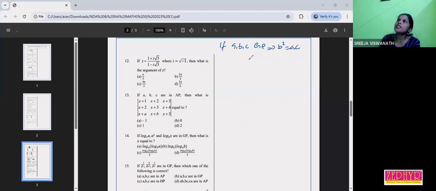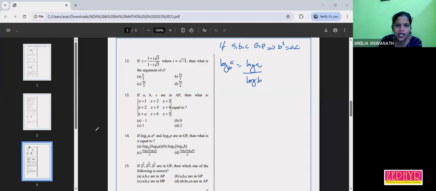I think in the first class I discussed the properties of log. How to find the log? That is the inverse of the exponential function. And log a to the base b is what? Log a by log b. Right? Log a to the base b.